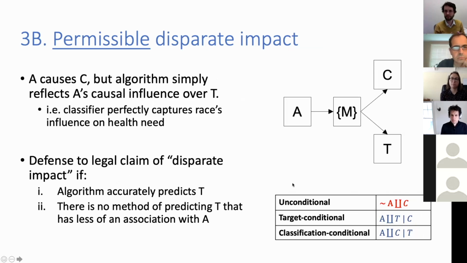But here would be a case of permissible disparate impact on these three measures, one where A causes C, but the algorithm simply reflects A's causal influence over T. In a sense, this graph here is going to end up being unfaithful, right? The data is going to perfectly balance the association between A and T, right? The basic idea is the classifier will perfectly capture race's influence on health need. And that indeed would be a defense to the legal claim of disparate impact, right? If the algorithm actually predicts health need and there's no other method of predicting health need that has less of an association with the attribute. Okay.